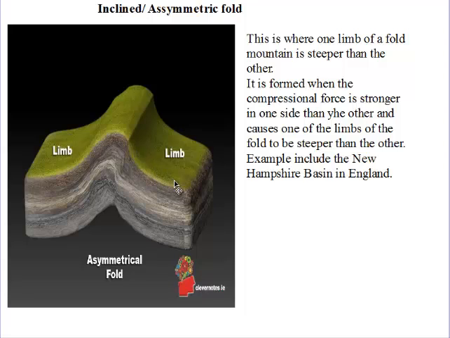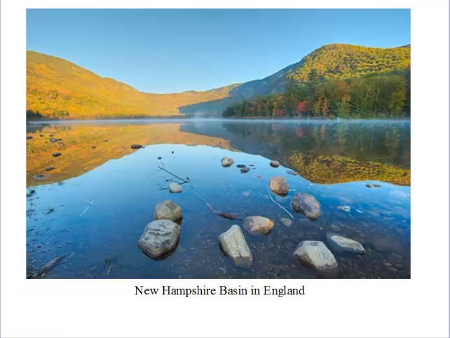And an example includes the New Hampshire Basin in England. So this is the New Hampshire Basin in England. So now we've looked at two types. We have the simple and the inclined, or the symmetric and the asymmetric folds.